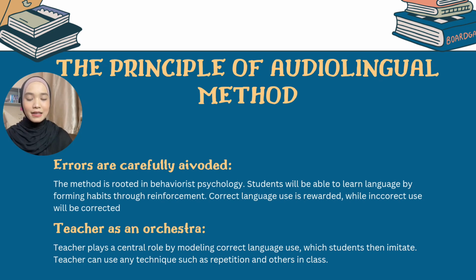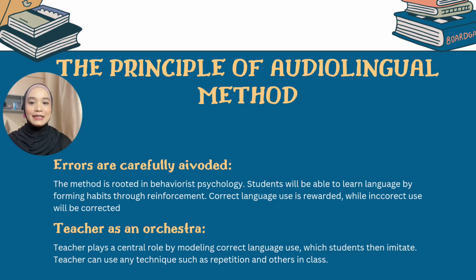Thirdly, errors are carefully avoided. The method is rooted in behavioral psychology, which suggests that language learning is a process of forming habits through reinforcement. Correct language use is rewarded, for example by praising or further practicing, while incorrect use is corrected to prevent the formation of bad habits. An example of a bad habit is a pronunciation issue. This happens when students keep practicing incorrect pronunciation without correction. It will be hard to undo the mispronunciation.